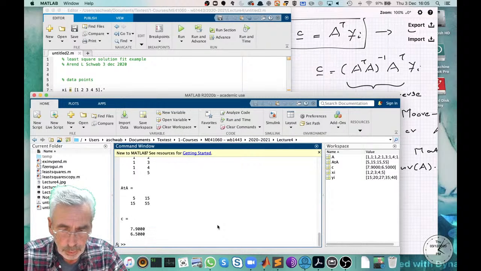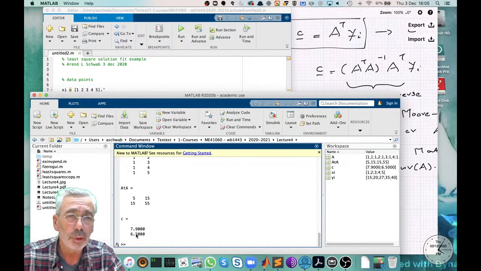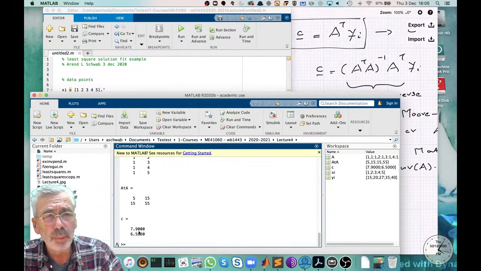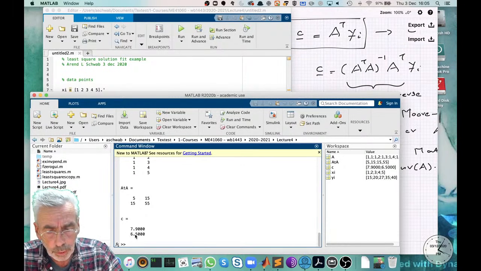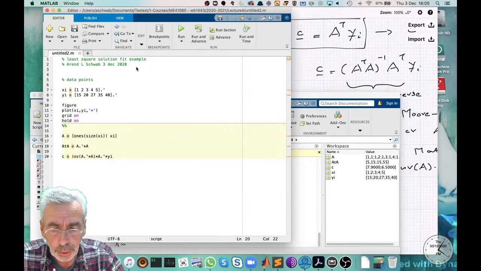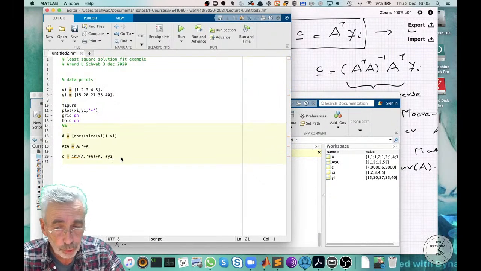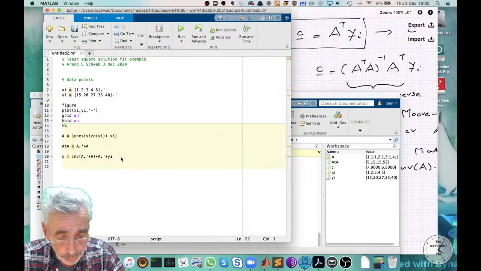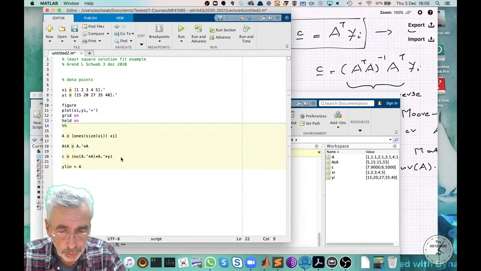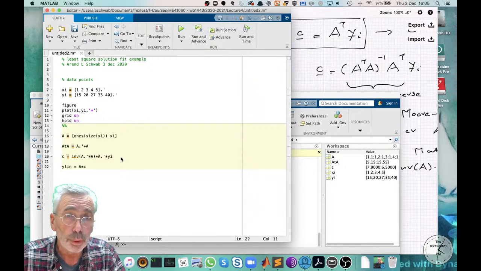We get two coefficients, 7.9 and 6.5. So these are the coefficients of the line, the A and the B. That is the constant one, and that's the slope. Now with those two numbers, we can generate the linear solution. So y linear is again this matrix A times C. That's super simple. Now we have all the linear solutions.